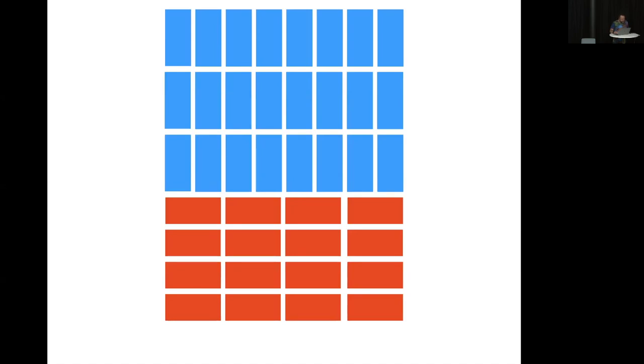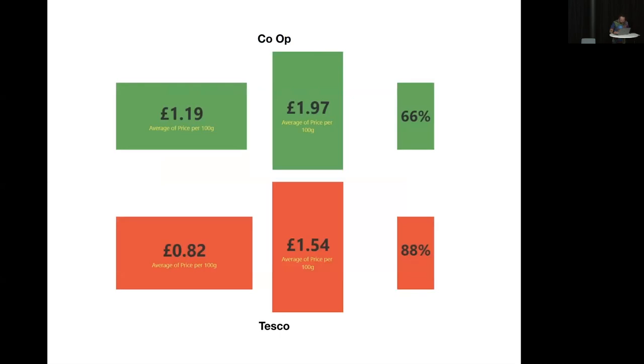Well, what does this all mean? Let's have a look at the difference in price. In the Co-op, a chocolate bar with landscape packaging sells on average for £1.19 per 100 grams, whereas a portrait chocolate bar sells on average for £1.97 per 100 grams. That's 66% more expensive than the landscape ones.